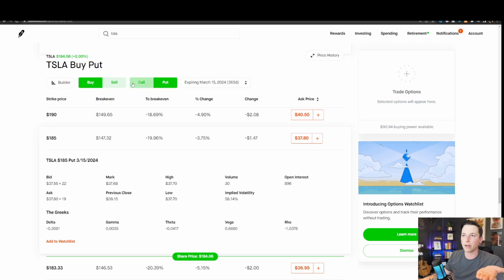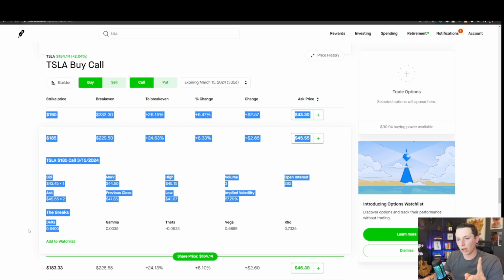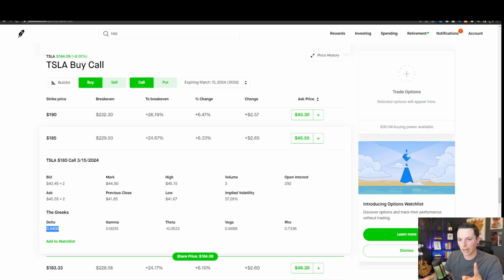So if we were to buy a call on Tesla, let's say a 185 call expiring 1 year from now, and I were to purchase this contract for $4,500, for every dollar that Tesla goes up, I will make $64 per contract that I hold. So your delta is basically the sensitivity to the underlying stock. So the higher the delta, the more money you'll make, right? But it doesn't mean that's the higher percentage you will make, because obviously this contract costs a lot of money.